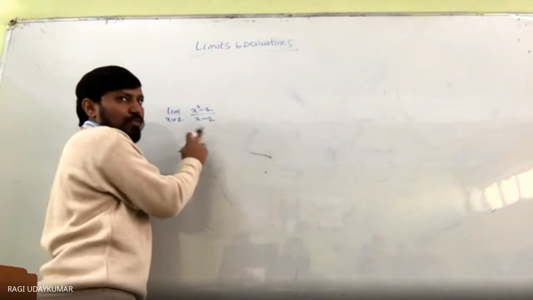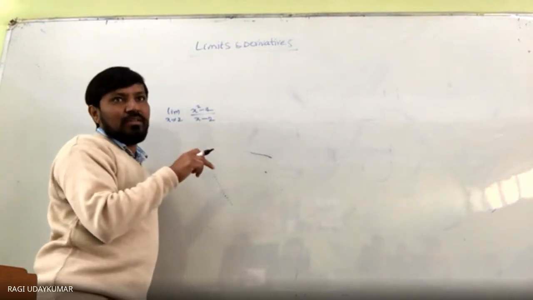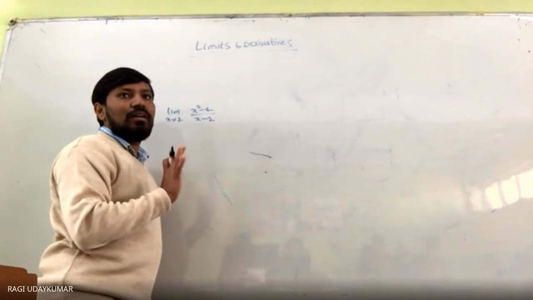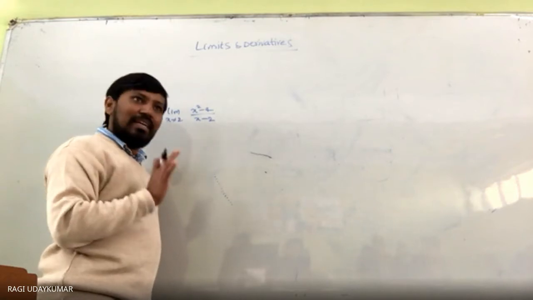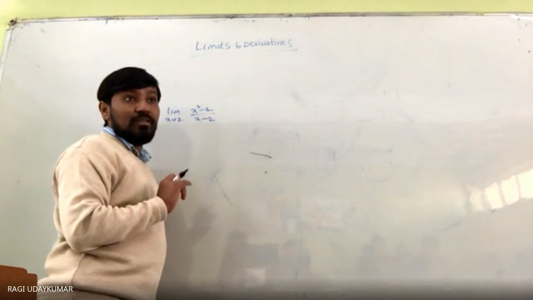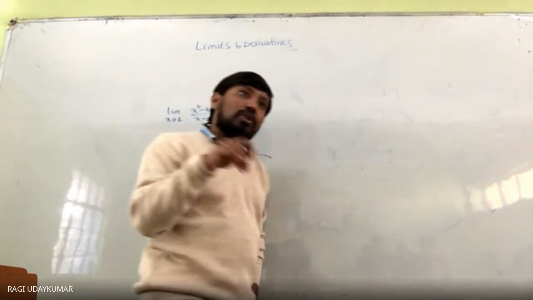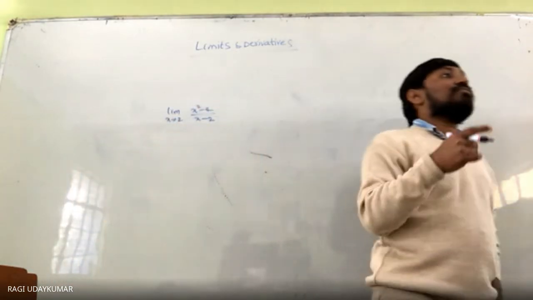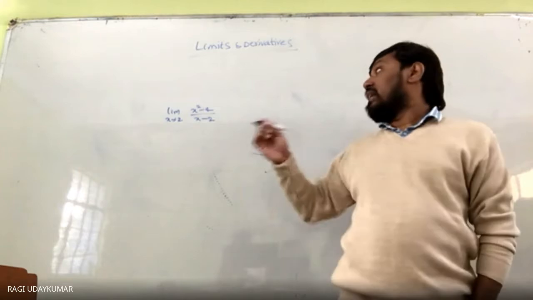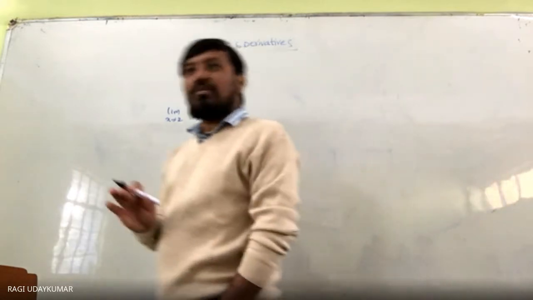First you substitute the value of 2 in this function. When you substitute the value of 2, it becomes undefined. But here the question is not that one. What is the question? When x is approaching the number 2, then what is the function value of (x square minus 4) by (x minus 2)? So it consumes time.